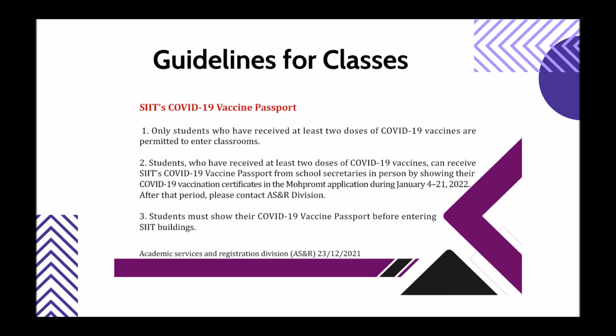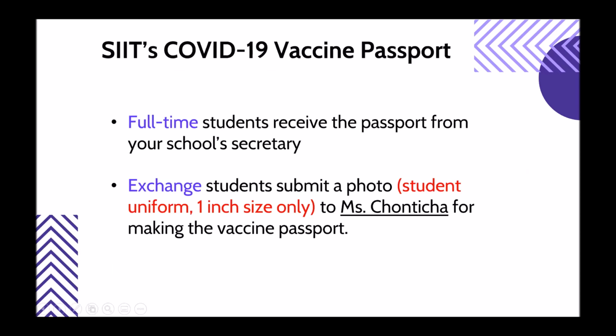But first of all, you have to submit me a photo, because the vaccine passport and the student ID card are the same. You will get only one card, which can be used as the student ID card and the vaccine passport. This is only for exchange students. So as soon as you submit me a photo, you will get the vaccine passport and student ID card quickly. All right, and then you have to show the passport before entering SIIT.